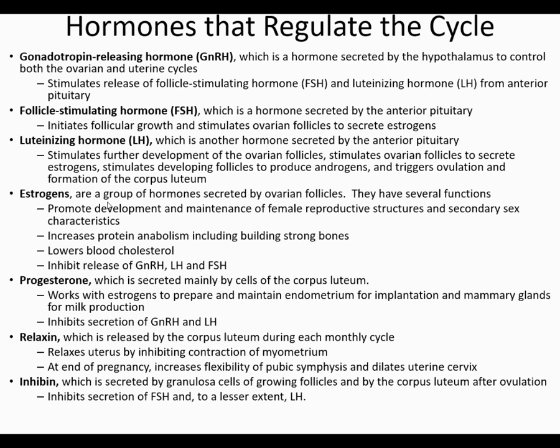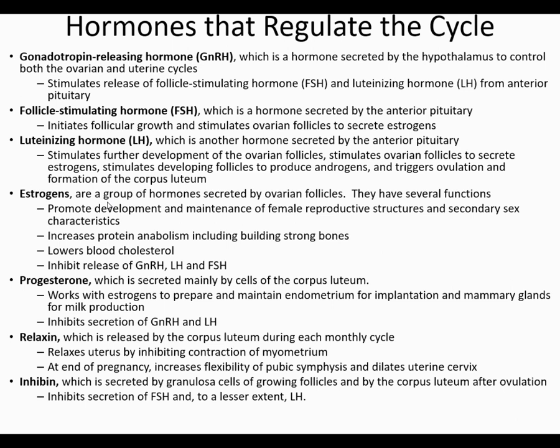Progesterone, secreted by the corpus luteum, that bursted bubble, works along with estrogens to prepare and maintain the endometrium for implantation and the mammary glands for milk production. And when its levels go up, it inhibits secretion of GnRH and LH.